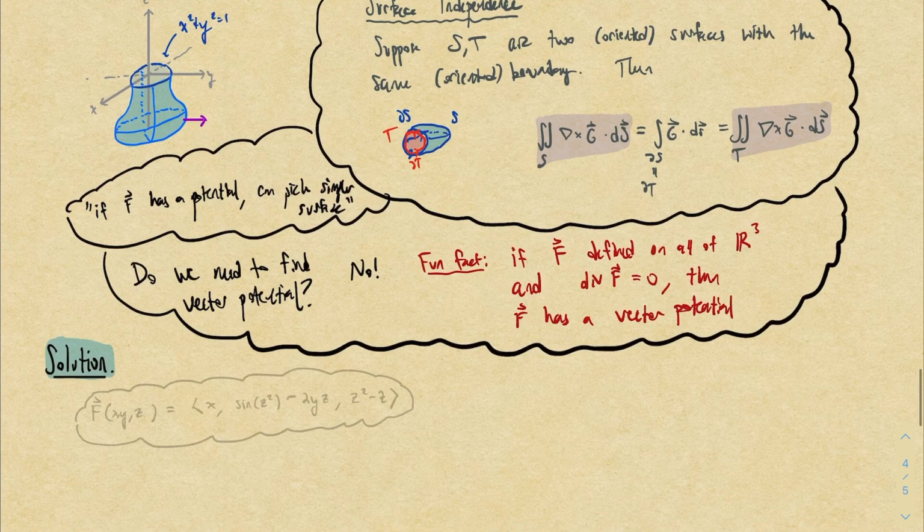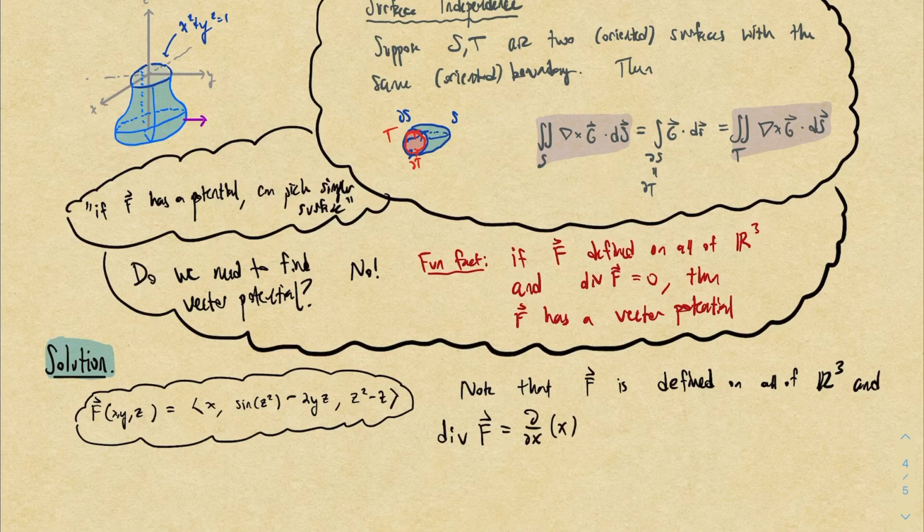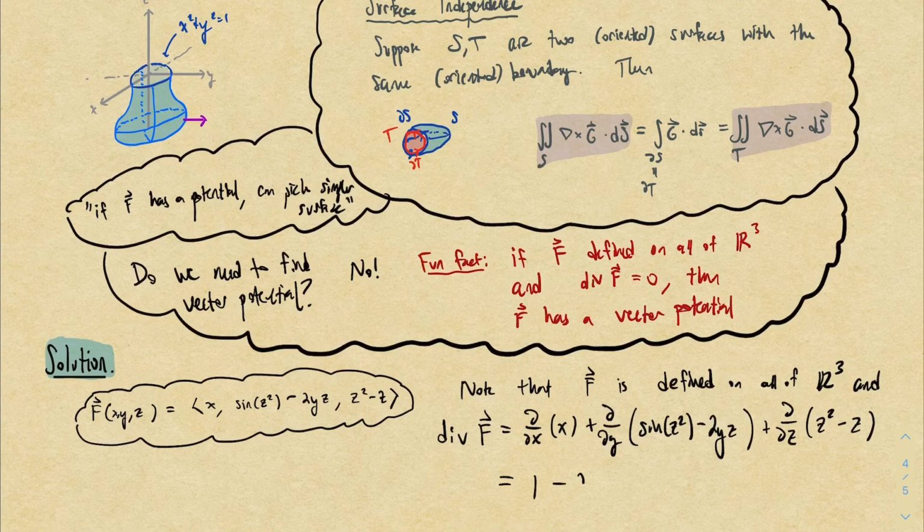Here's our vector field. And the first thing I'll do is I'll use this fun fact in red to conclude that we are allowed to use surface independence. The first thing to observe is that F is defined on all of R3. That's clear. There's no issue with the domain. And then if I compute the divergence of F, I'll take the x partial of the x component plus the y partial of the y component plus the z partial of the z component, and we would get 1 minus 2z plus 2z minus 1. And that's 0.